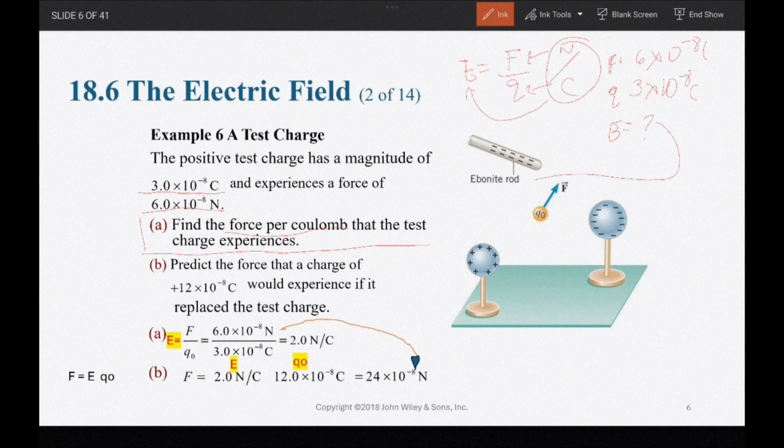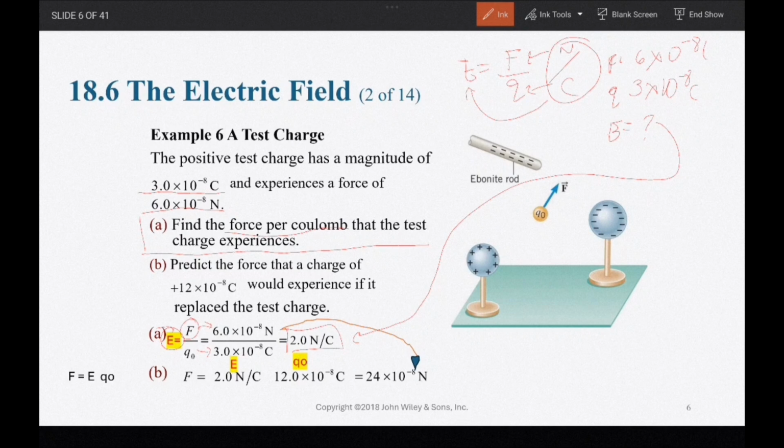So, we can use this formula where E is unknown, our F is 6 times 10 to the power of negative 8, and our test charge is 3 times 10 to the power of negative 8 coulomb. From there, we get 2 Newton per coulomb.